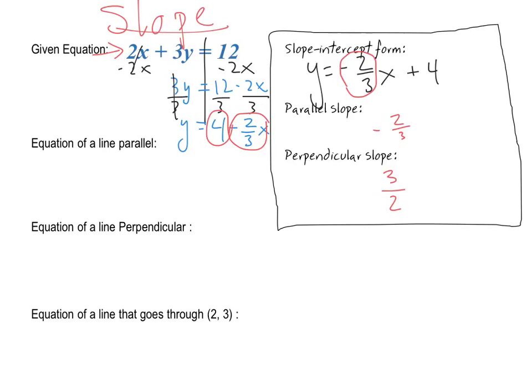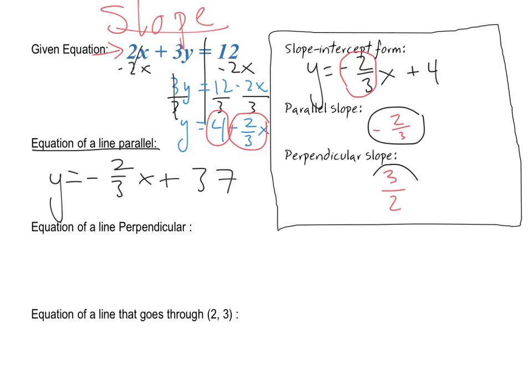It says equation of a line parallel. All you got to do is have the same slope. Y-intercept doesn't matter. So we'll do y equals, the slope, of course, parallel, as we see in our box, is negative 2 over 3x plus whatever your favorite number is, 37, whatever, it doesn't make any difference, as long as the slope is identical. Then it asks for a perpendicular line.